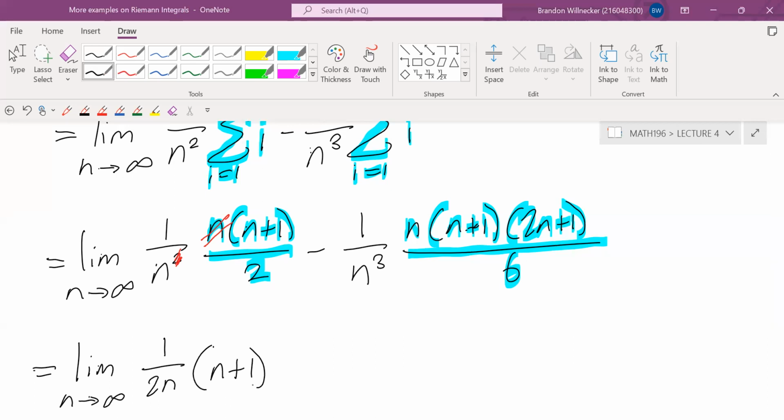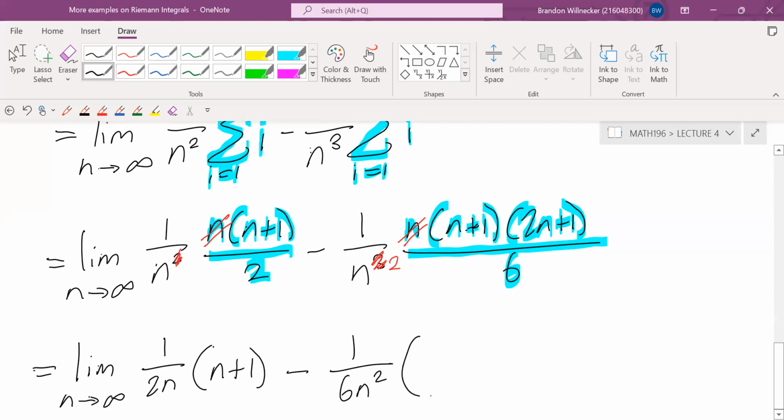And then we have minus. And then on this side, take a look, we've got an n in the numerator, and we've got n cubed in the denominator. So we can cancel this n, and then this won't be n cubed anymore, that will be n squared. Okay, so we're going to have 1 over 6n squared.